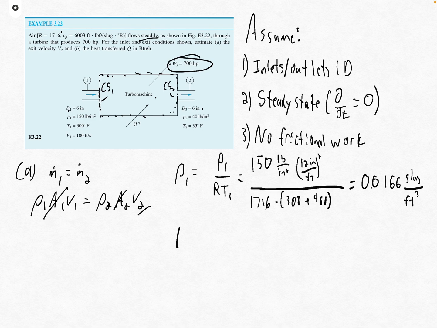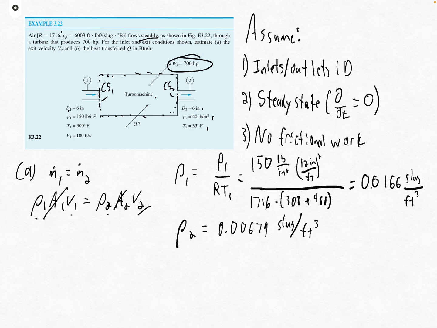And if we do the same for rho 2, given all of the different terms that we have, for example the pressure at section 2 and the temperature at section 2, similarly we're going to get 0.00679 slugs per foot cubed. Okay, so now we know rho 1, we know rho 2. We're given V1, we have to solve for V2.